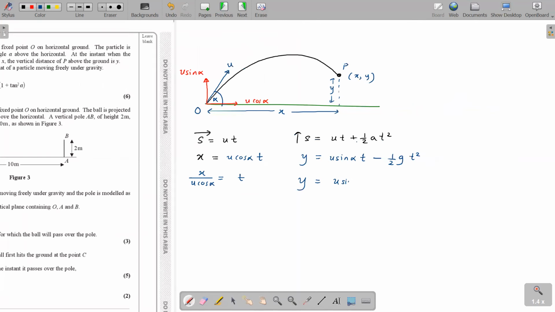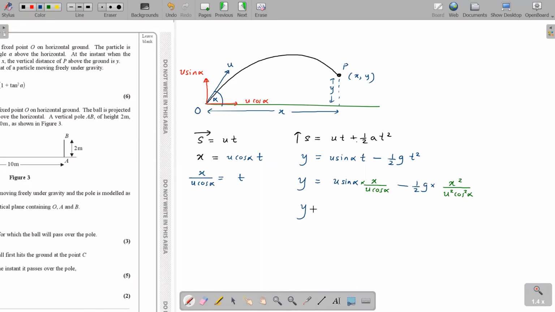So u sin alpha into t is x over u cos alpha, minus half into g into t square is x square over u square cos square alpha. I directly squared everything. Is it okay? t square means you square the whole thing, so x gets the square, u gets the square, cos alpha gets the square.